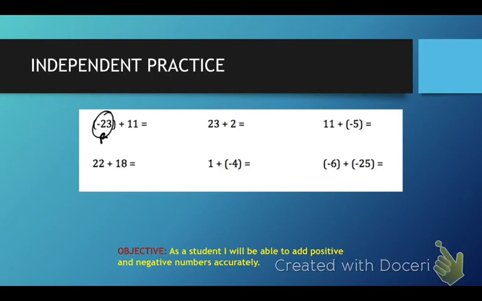Negative 23, you should have had a bill. Plus 11, that was an allowance. You have $11, but you owe me 23. Can you pay me? No, you cannot. You need an additional $12, so you have negative 12.